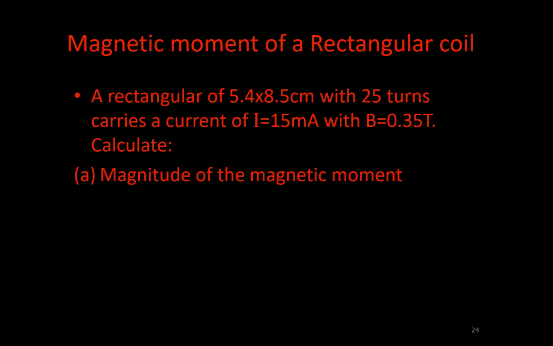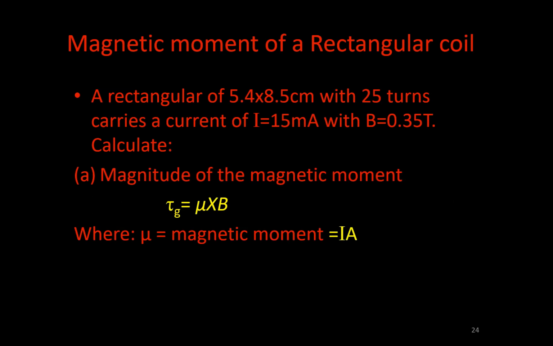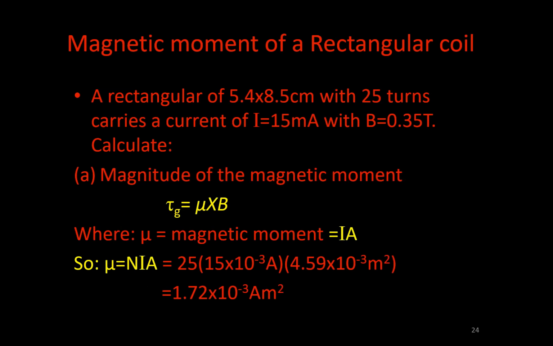So, initially, what's the magnitude of the magnetic moment? Well, we know that torque is mu cross B, and mu is the magnetic moment that we care about, which is I times A. So mu is N, that's the number of turns, times I times A. So mu becomes 25 times 15 times 10 to the minus 3 amps times 4.59 times 10 to the minus 3 meters squared. This is our 5.4 by 8.5 centimeters. And that will equal 1.72 times 10 to the minus 3 amp meters squared.